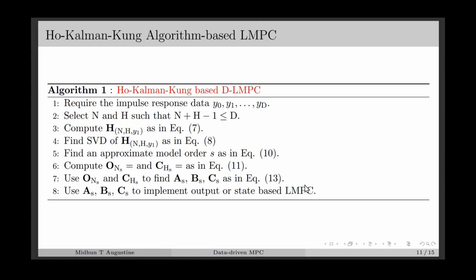This algorithm 1 summarizes the Ho-Kalman-Kung based linear model predictive control, in which we first identify the system parameters AS, BS and CS, which are of an approximate order S. Then using these parameters, we can implement either output based or state based LMPC as discussed in the previous lecture.